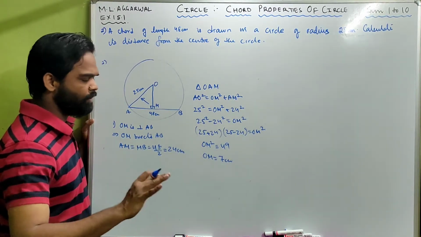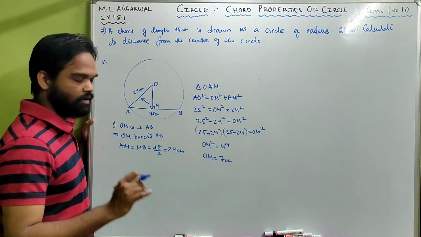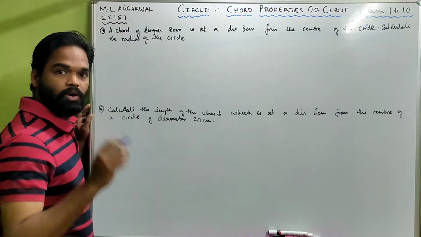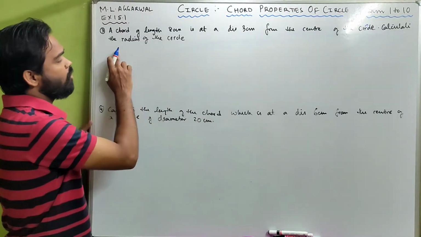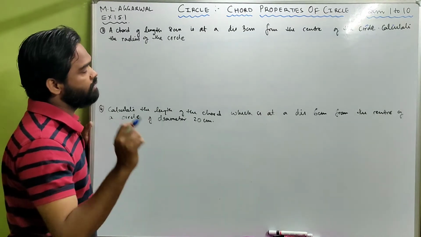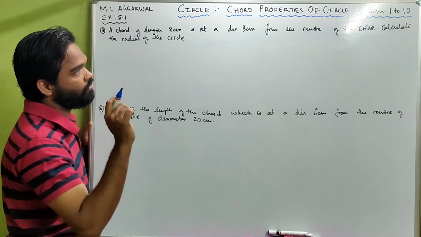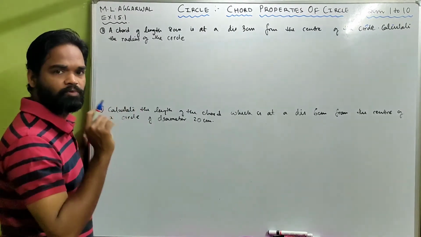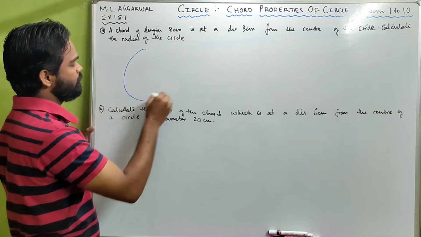Done. Just Pythagoras theorem. Now let us look at the next sum. Now look at sum number 3. A chord of length 8 centimeter is at a distance of 3 centimeter from the center of a circle. Calculate the radius. Just draw the diagram.